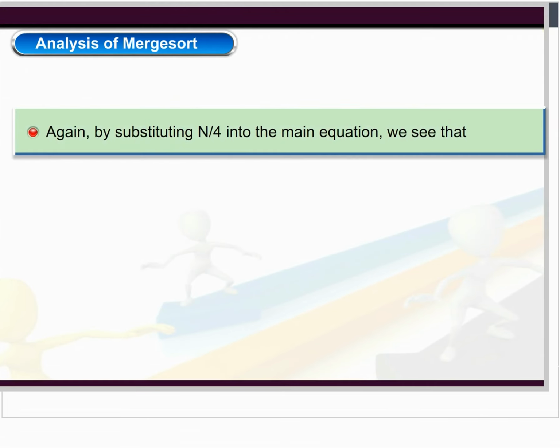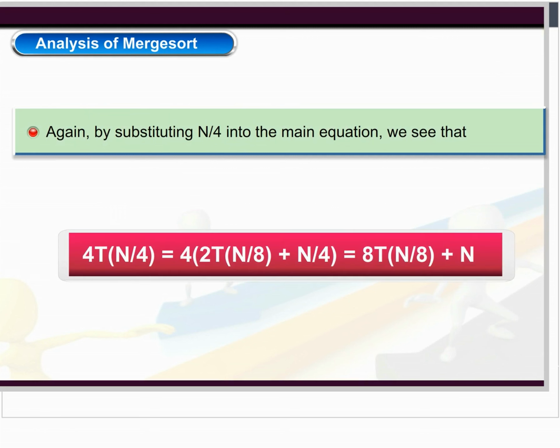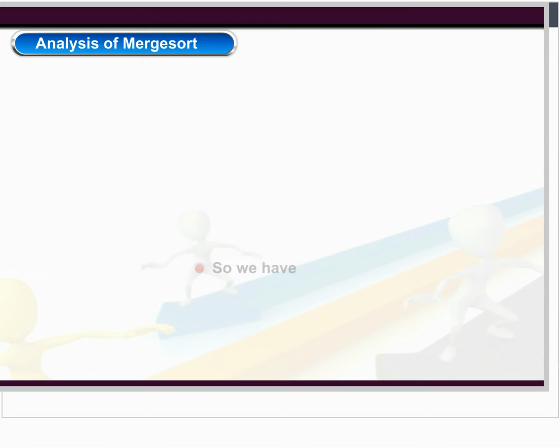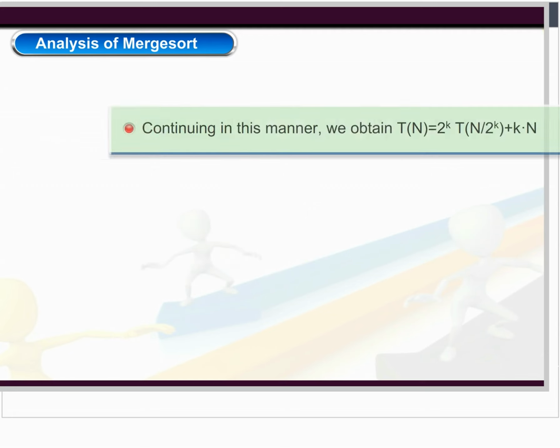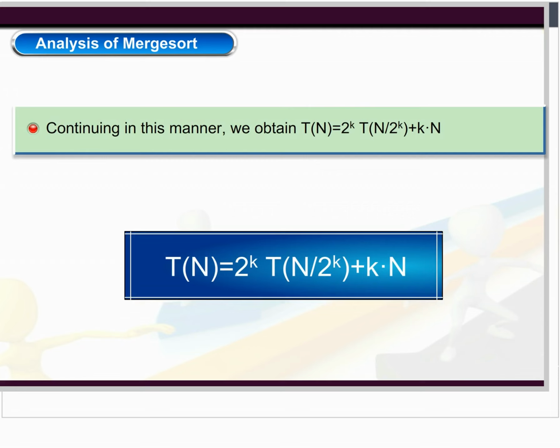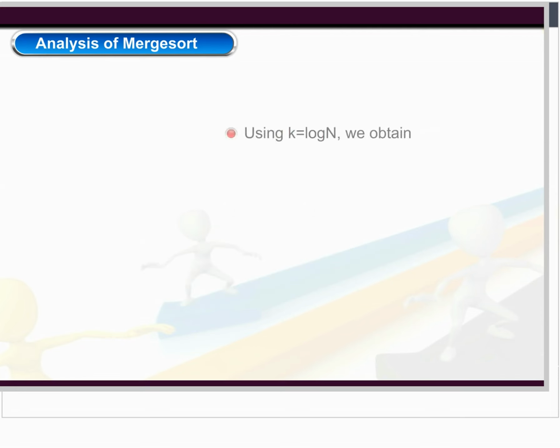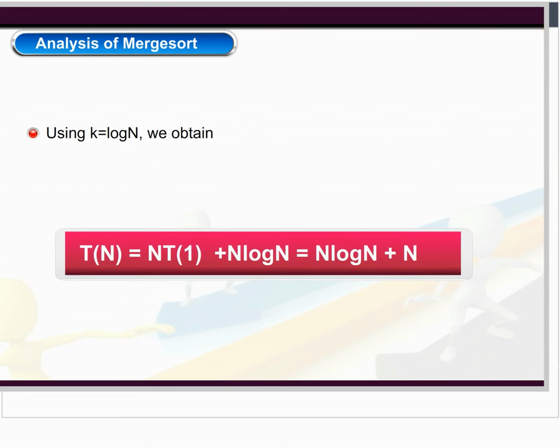Again, by substituting n/4 into the main equation, we see that 4T(n/4) = 4(2T(n/8) + n/4) = 8T(n/8) + n. So we have T(n) = 8T(n/8) + 3n. Continuing in this manner, we obtain T(n) = 2^k T(n/2^k) + kn. Using k = log n, then we obtain T(n) = nT(1) + n log n = n log n + n.